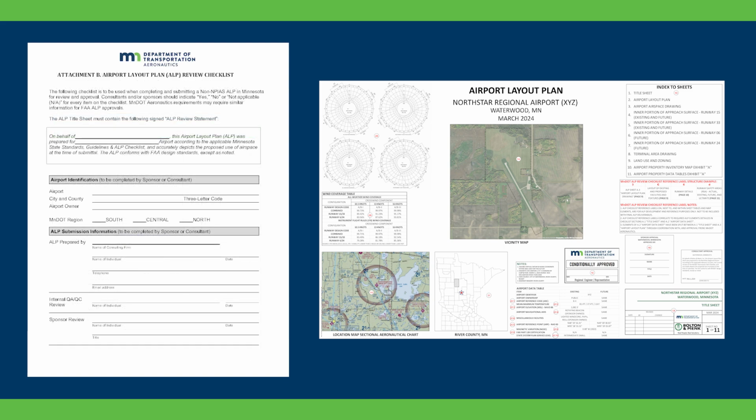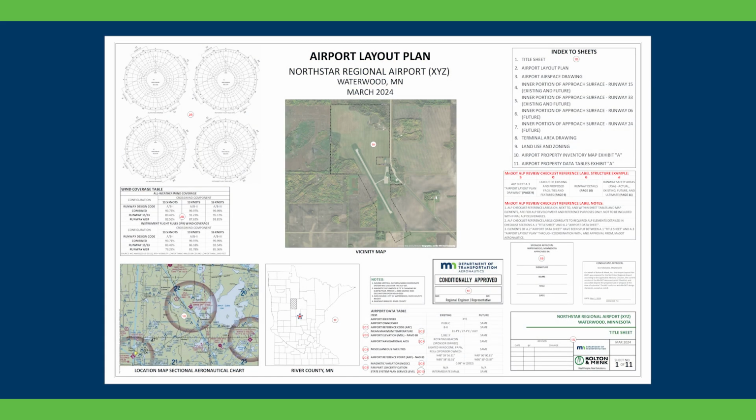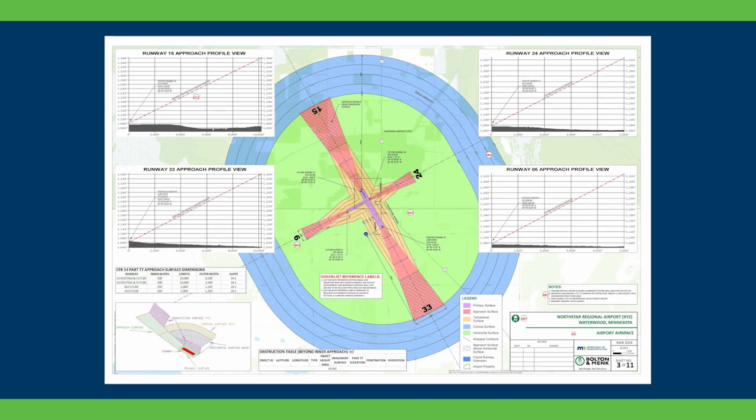Now that you understand how the map and checklist work in tandem, there are a few specific items on each sheet we'd like to call to your attention. In sheet 3, the airport airspace sheet, be sure to identify all Part 77 airspace surfaces and include 50-foot elevation contours. This is crucial for understanding potential obstructions.